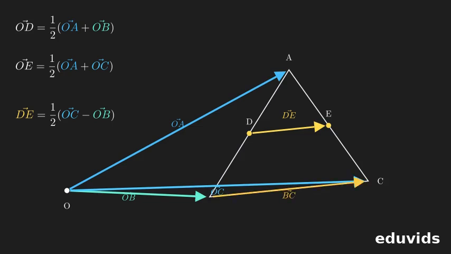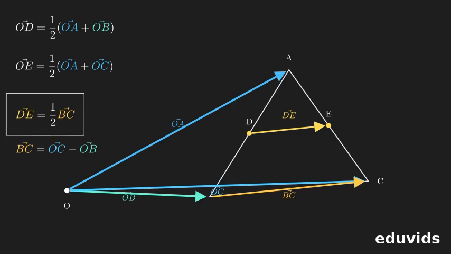Recall that the vector representing the side BC is found by subtracting the position vector of B from the position vector of C. Therefore, vector BC equals vector OC minus vector OB. By substituting this back, we find that vector DE equals 1/2 times vector BC.